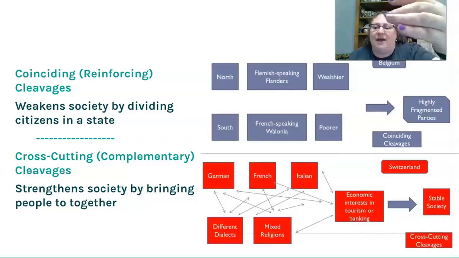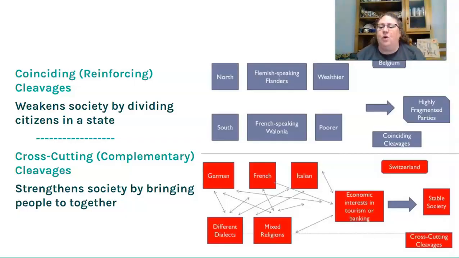That would have a way to unite the North and South, which is what we see in Switzerland, which has what we call cross-cutting cleavages that strengthen their society by bringing people together. They have all these different groups of people speaking all these different languages. They have several official languages. So in that sense, I live in the North, but I speak German, so it helps me relate to somebody who lives in the South who also speaks German. So there are cross-cutting cleavages that complement each other, and that leads to less division in society.